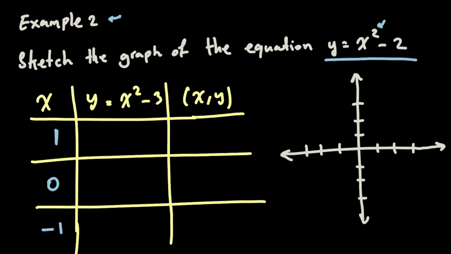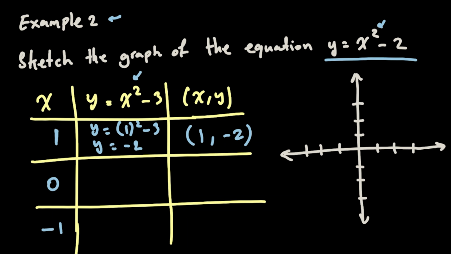So let me just substitute here. So I will have y equals 1 to the power 2 minus 3. So y would equal 1 minus 3, which is minus 2. And the points are 1 and minus 2.